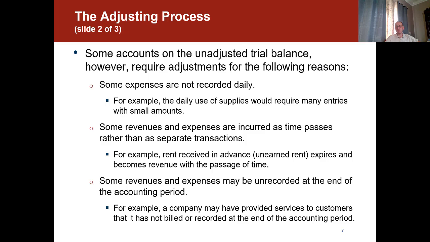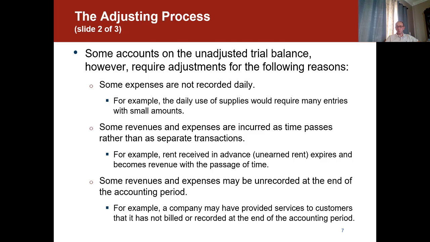Let's see some examples for each one of these, and let's start with the first one. Some expenses are not recorded daily. For example, the daily use of supplies would require many entries with small amounts. So we typically buy supplies and record them as assets, and then at the end of the month, we do a physical count to see how much supplies we used, and that is recorded as an adjusting entry. So we need an adjustment to see how much of the supplies were actually used.